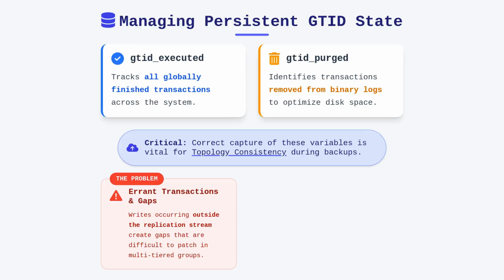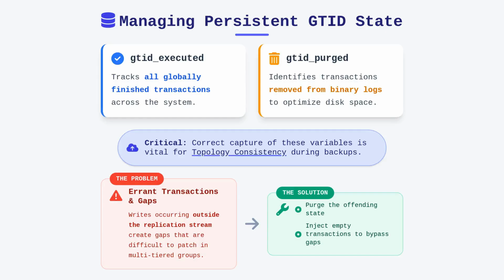These gaps can be notoriously difficult to patch, especially when they diverge across different nodes in a complex, multi-tiered replication group. Solving these discrepancies typically requires purging the offending state or injecting empty transactions to bypass the missing identifiers.